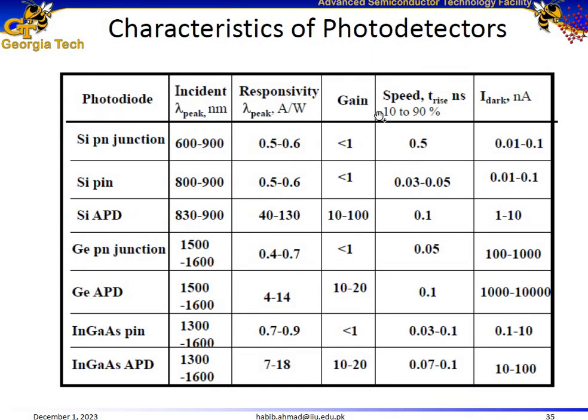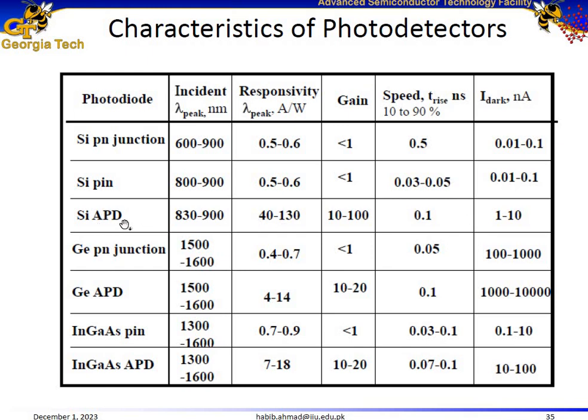Here I have listed different photodetectors for comparison purposes. For example, we have a silicon PN junction photodetector, which has a certain responsivity, gain, and speed. Then the silicon PIN photodetector has similar characteristics to the PN photodetector, but its speed is much higher, as we discussed in its primary properties, that PIN photodetectors are generally faster as compared to PN photodetectors.